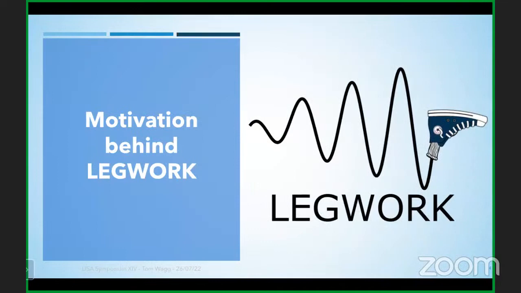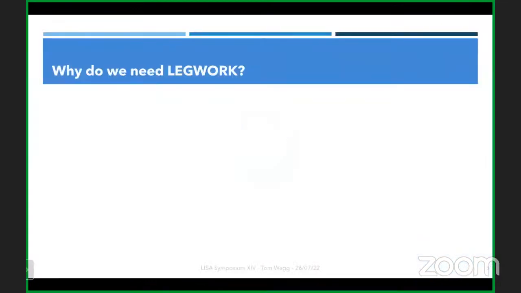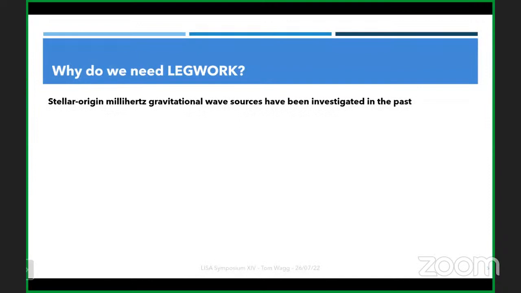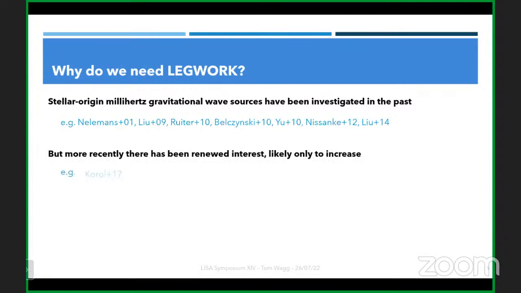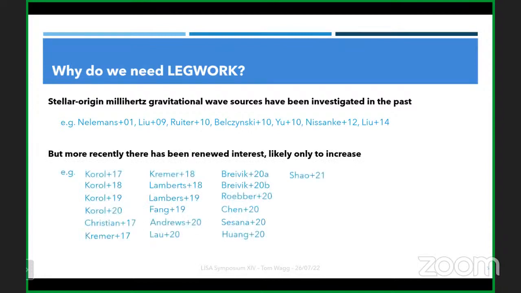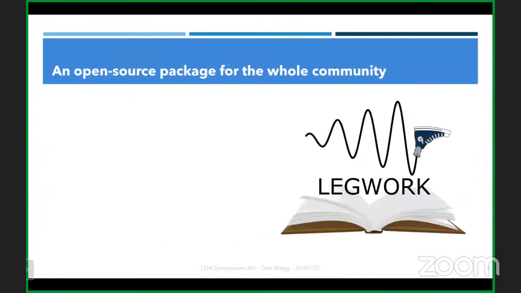So, motivation. Why do we think this is a good plan? Well, there's lots of people who are going to be using something like this. Stellar origin millihertz gravitational wave sources have been investigated in the past. There are quite a few papers in the past couple of years, but in more recent years, there's a bunch more. So there's a lot of renewed interest in this. And as we get closer and closer to LISA, you can only imagine that this is going to get more. So lots of people are going to be trying to make exactly the same sort of thing. We think it would be good to have a central thing that everyone could work on. It's an open source package for the whole community.